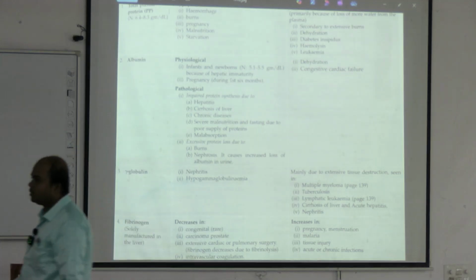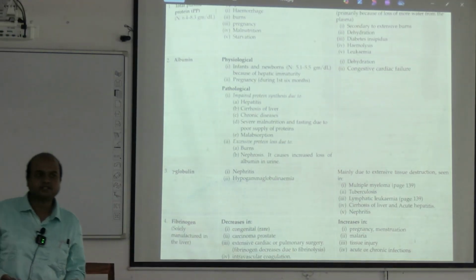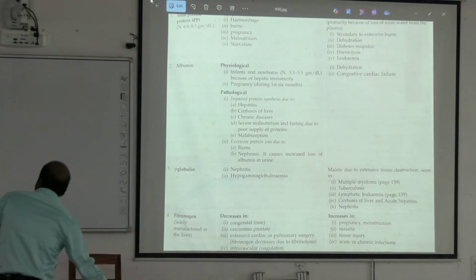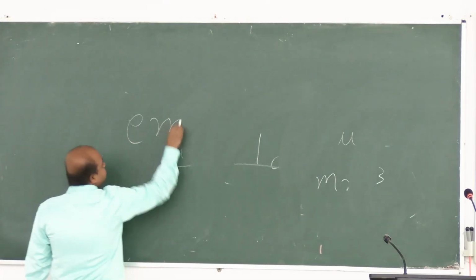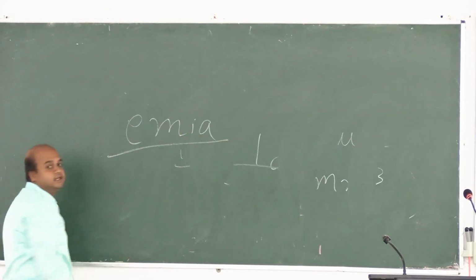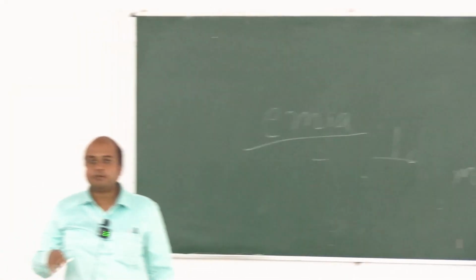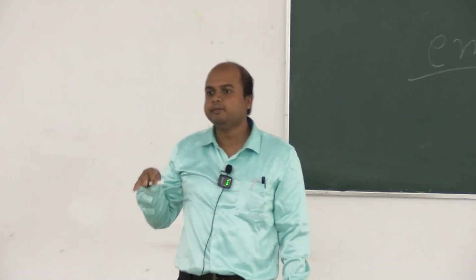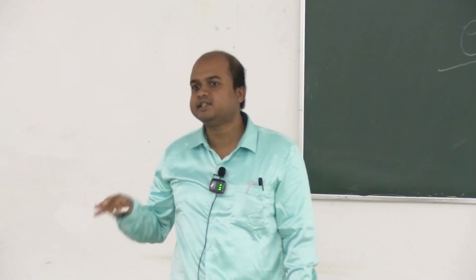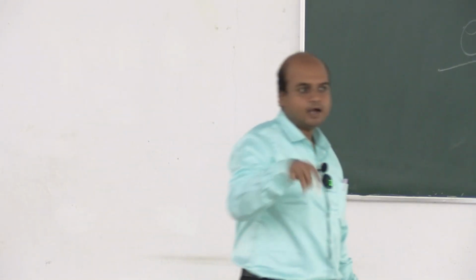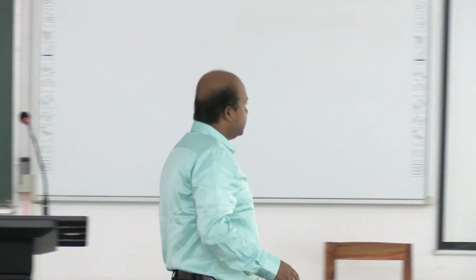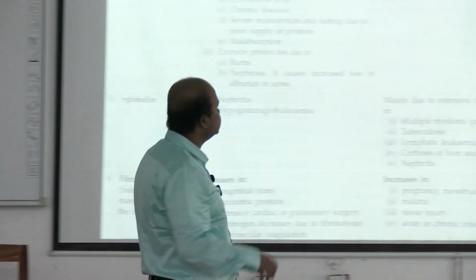And when proteins in blood are less, whenever you get the term "-emia," get acquainted from now on, this suffix relates to the composition or the quantity of something in blood. So proteinemia means we are talking about how much protein is there in blood. Hypoproteinemia, less proteins in blood. Hyperproteinemia, more proteins in blood.